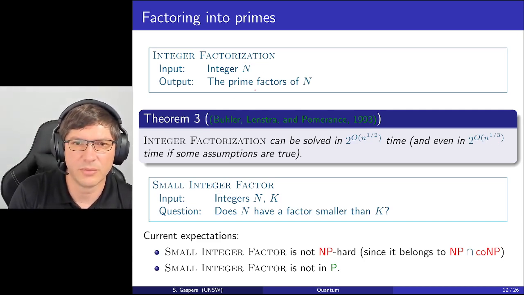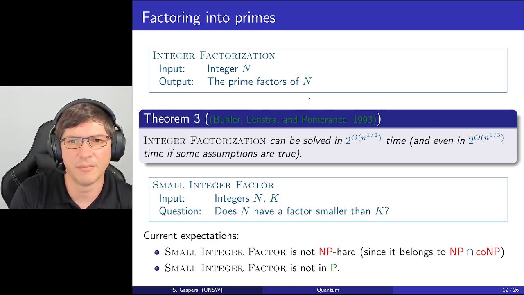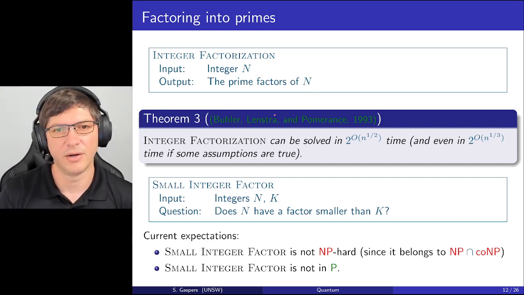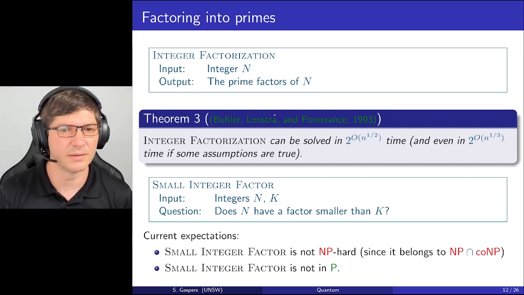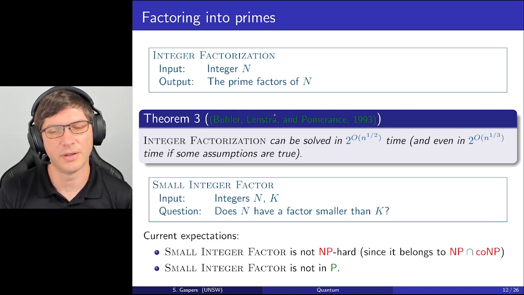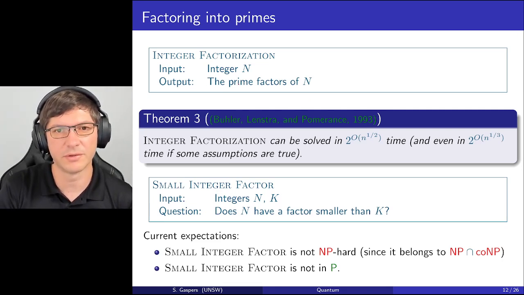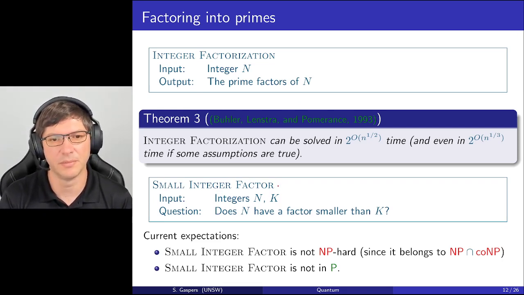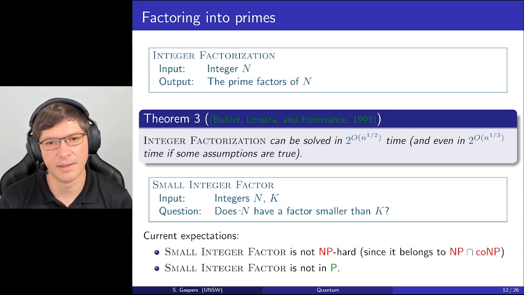Of course, we cannot really talk about integer factorization as being in P, or in BQP, because these deal with decision problems. This is not a decision problem. So to make it a decision problem, we can look at the small integer factor problem. Here the input is two integers n and k, and the question is whether n has a factor that is smaller than k.